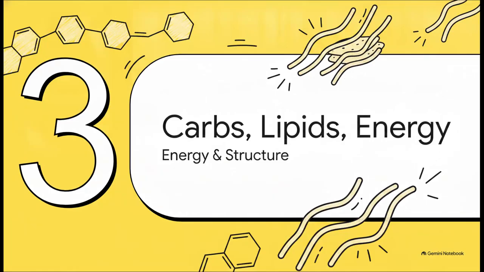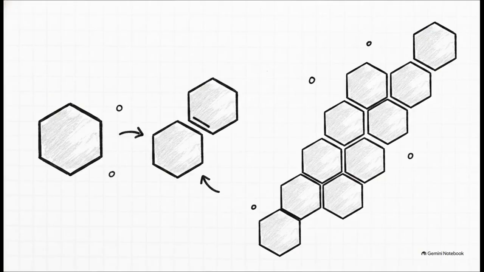Section 3, Carbs, lipids, and energy. Now that we have our carbon foundation in place, let's look at the actual structures built from it, starting with carbohydrates, our primary energy source. They have a very specific 1 to 2 to 1 ratio of carbon, hydrogen, and oxygen atoms. Think of carbohydrates like Lego bricks.